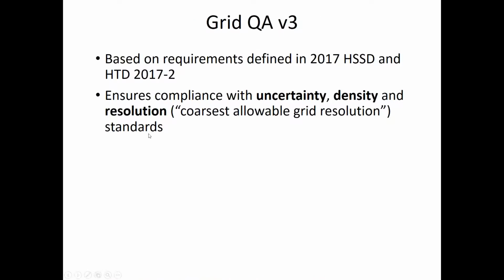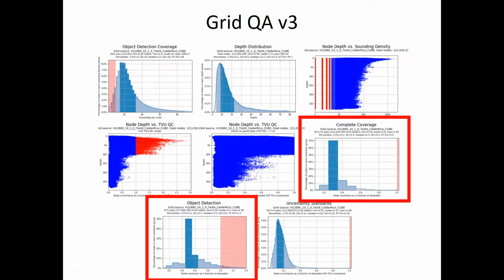All right, Grid QA version 3. This was updated based on the updated HTD 27.2 as well as the 27 specs and deliverables. Whereas previously, for single resolution grids, Grid QA was evaluating density and uncertainty for VR surfaces, we now have a course-assist allowable grid resolution requirement. That's defined in the HTD, and that is also being checked during Grid QA. I'll show you an example of that.